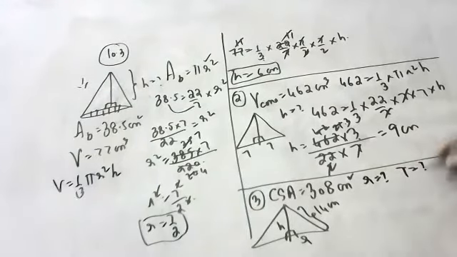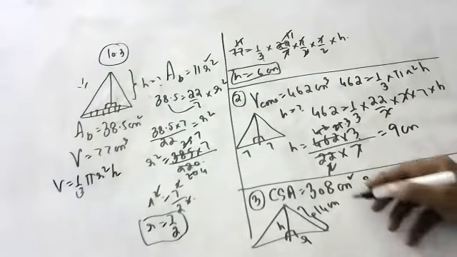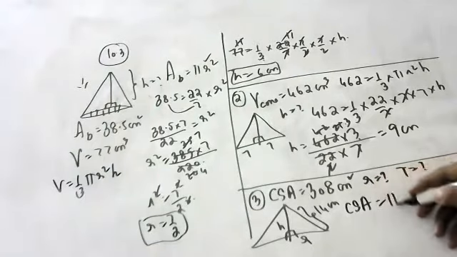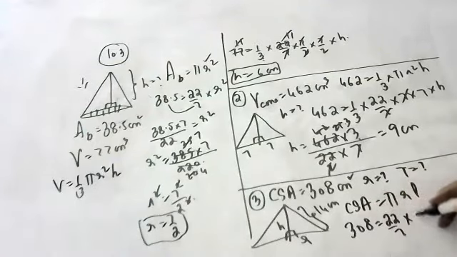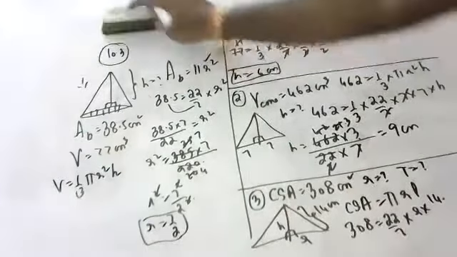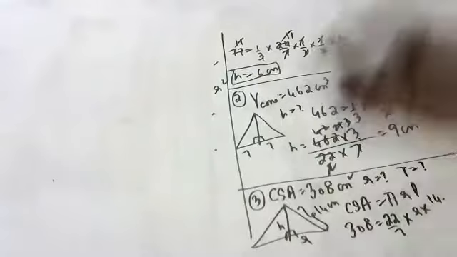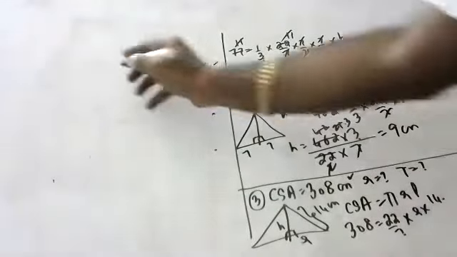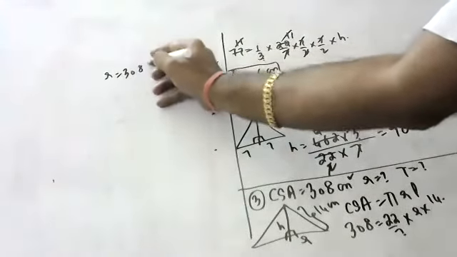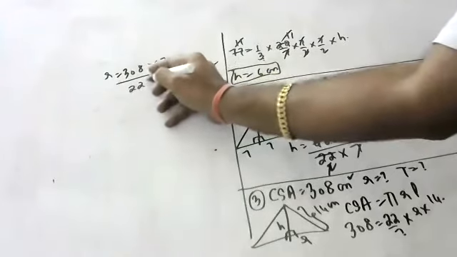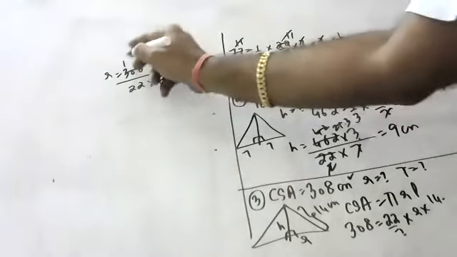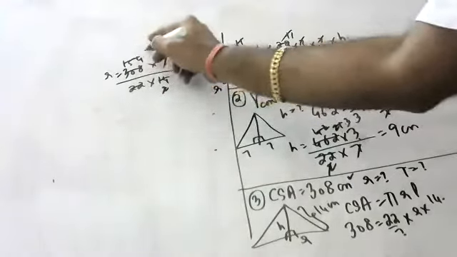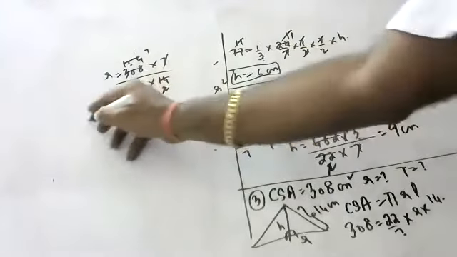CSA is equal to pi r l. CSA of cone 308 is equal to 22 by 7 into r into 14. 7 will go up, 22 will come down. So r is equal to 308 into 7 by 22 into 14. The radius r is equal to 7 centimeters.